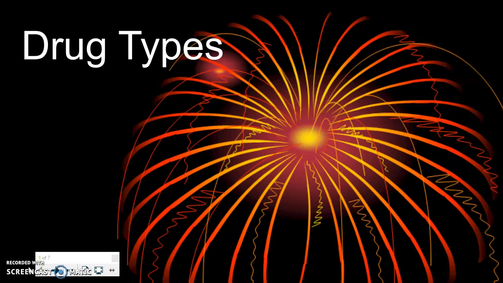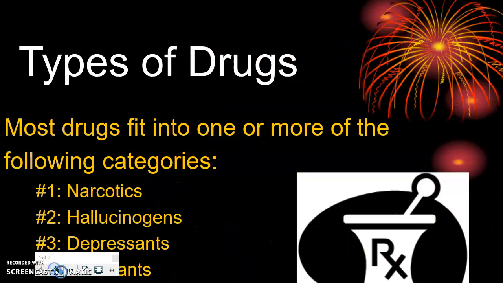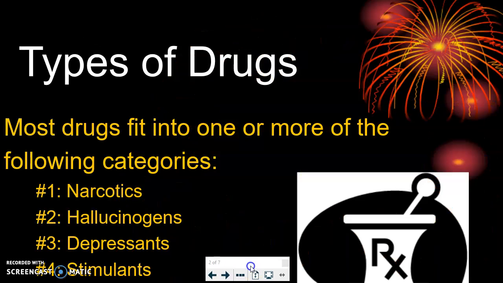Hi, so today we are going to talk about the 4 drug types, the 4 categories that you can put drugs into. So most drugs will fit into one or more of the following categories, and sometimes a drug can fit into 2 categories, kind of depending on what it does to the body. So the 4 drug categories are narcotics, hallucinogens, depressants, and stimulants.